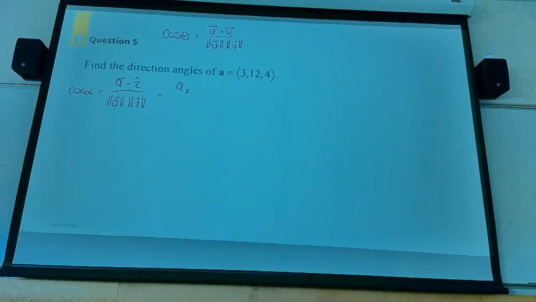What's the magnitude of i hat? 1. What's 1 times anything? Itself. So there's cosine of alpha. It's just going to wind up being the x component of your vector divided by the magnitude of the vector.